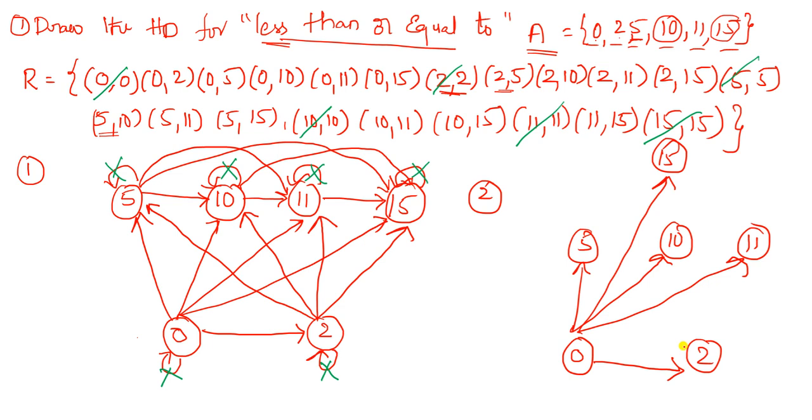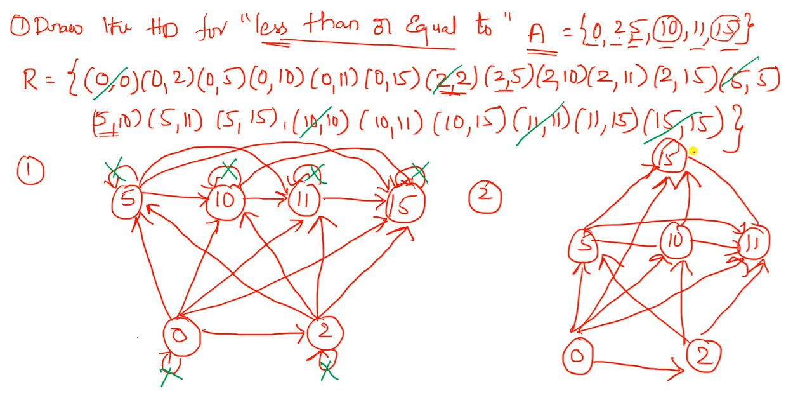And next 2 to 5 is existing, 2 to 11 is existing. Next 5 to 10 is there, 5 to 11 is there. Next 5 to 15 also there. Next 10 to 11 is there, and next 10 to 15 is there, and next 11 to 15, okay. This is the diagram we have.